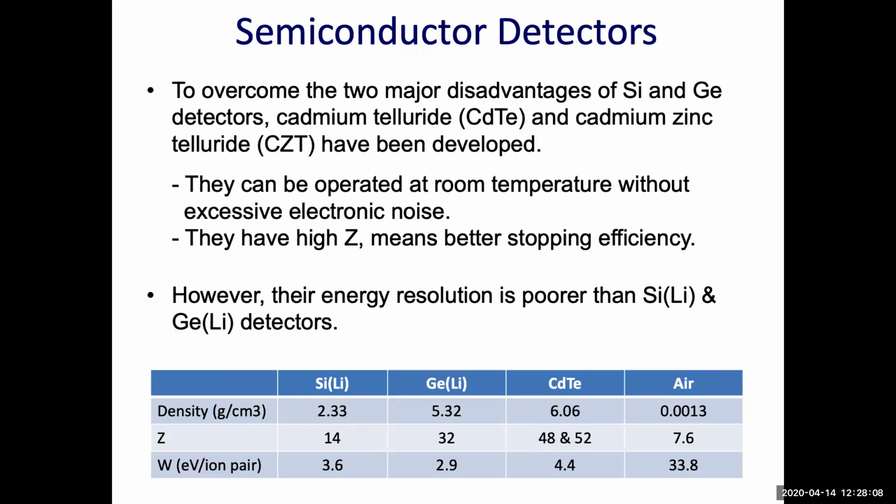To overcome the two major disadvantages of silicon and germanium detectors, cadmium telluride and cadmium zinc telluride have been developed. They can be operated at room temperature, don't need any cooling, and they have high Z, meaning better stopping efficiency. So the two problems of semiconductor detectors are solved by this kind of material, CZT. However, their energy resolution is poorer than silicon and germanium. Nothing's perfect. But it's still significantly better than a sodium iodide crystal.